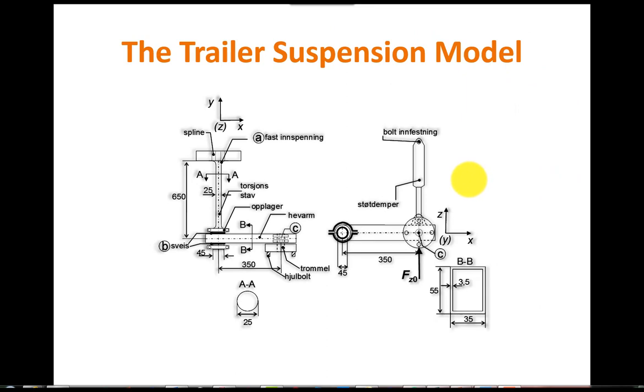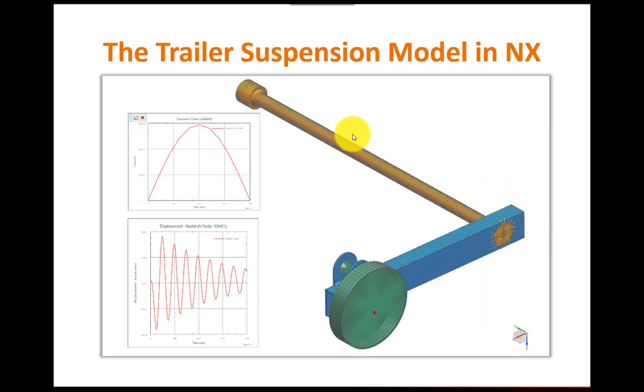This is how the trailer suspension model is illustrated in the exam. We have this torsional shaft, the beam, and the wheel hub. And here is how it's modeled in NX. We have this torsional shaft, which represents most of the flexibility, and this beam, rather stiff, and the wheel hub. And in the center of the wheel hub, I have applied a load, which is controlled by this excitation function, which is a half sine with a frequency of 8 Hz. And that is pretty close to the first and lowest eigenmode of this system. And we are looking for a response like this.